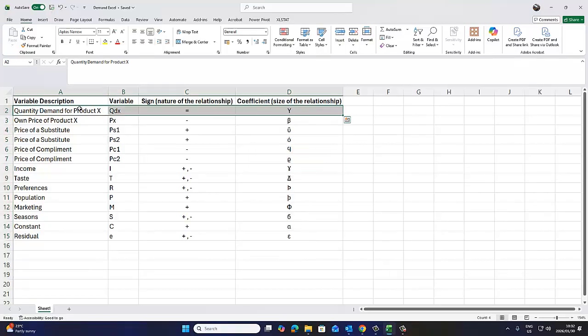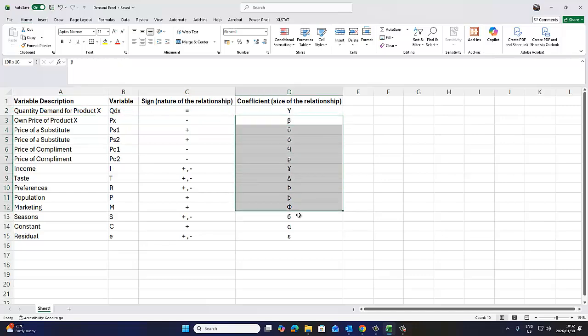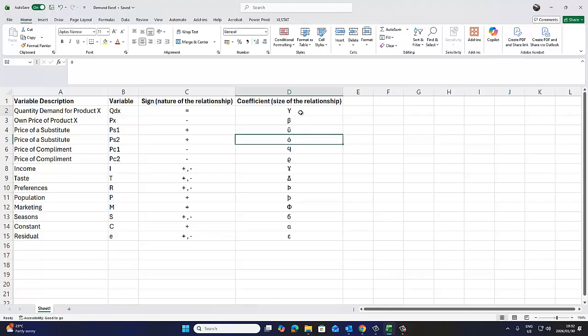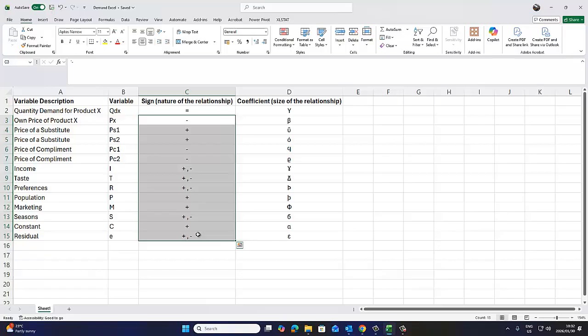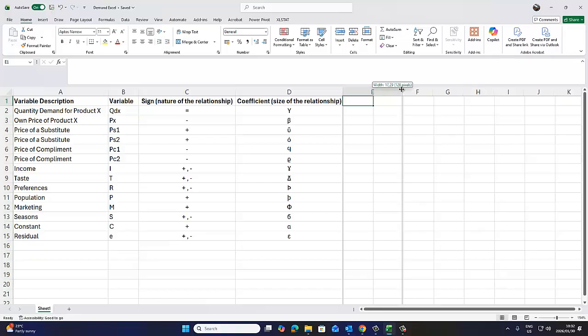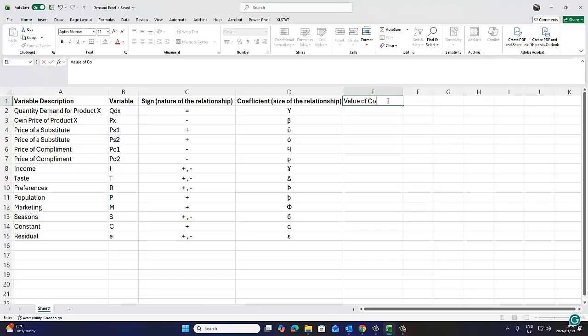Obviously we want to calculate the quantity demand for product X, which is Y. These are the coefficients that we're going to estimate. So we're going to put in what is beta, and then we're going to calculate Y based on the nature of the relationship. So what we now need to do is the next one, which is the value of the coefficients.